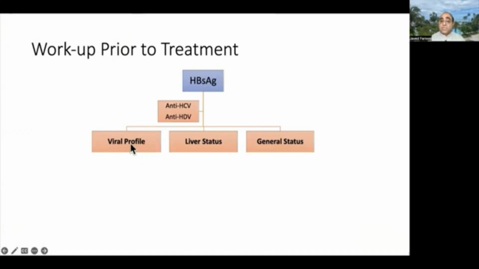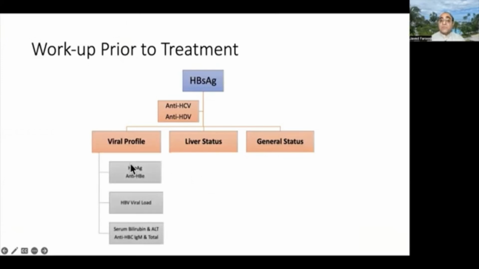One is to do the virological profile or viral profile. Second is to check the liver status. And third is to look at the general health status of the patient. So we can divide our workup prior to treatment into three main classes, groups or categories. Number one, viral profile. Number two, liver status. And number three, general status.